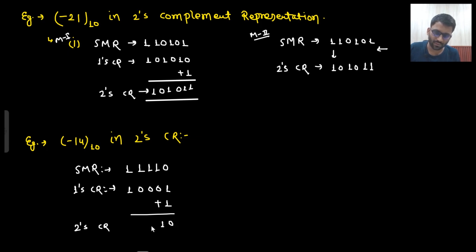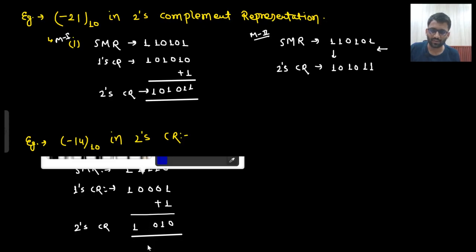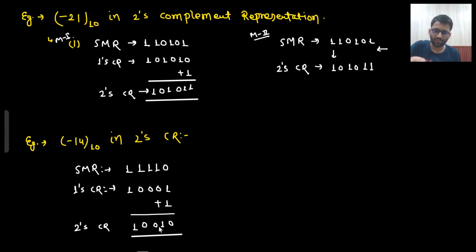So 0, 1, 0, 1, 1. That's the answer, right? Oh, sorry, why 1? This would be 0 only. 0, 1, 0, 0, 1. So this would be the answer, right?